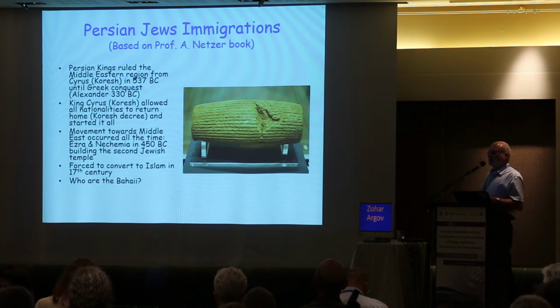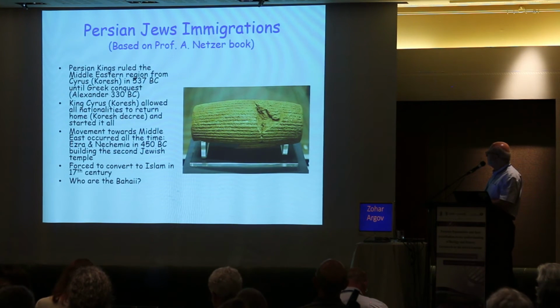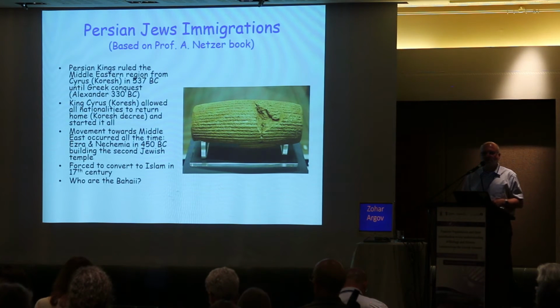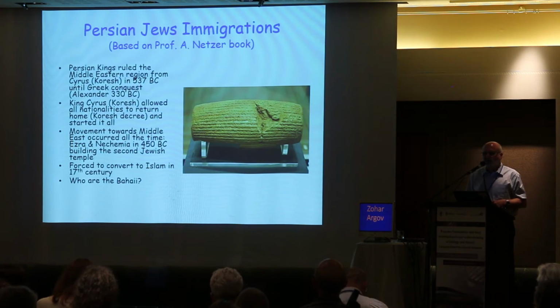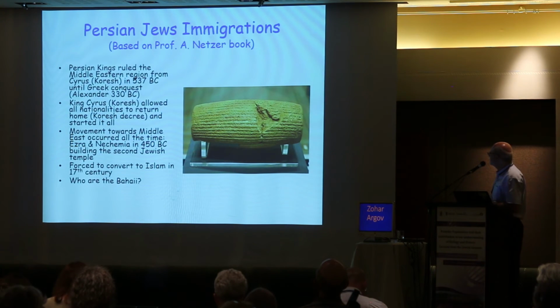And this is Koresh's decree. He mentions the Jews. If you don't believe me, you can read it for yourself. This is a copy of the decree which is in the British Museum, and the British Museum was supposed to return it to Iran, but guess why it's still there. That's not the only problem in Great Britain, as I understand nowadays, but it's still being discussed.